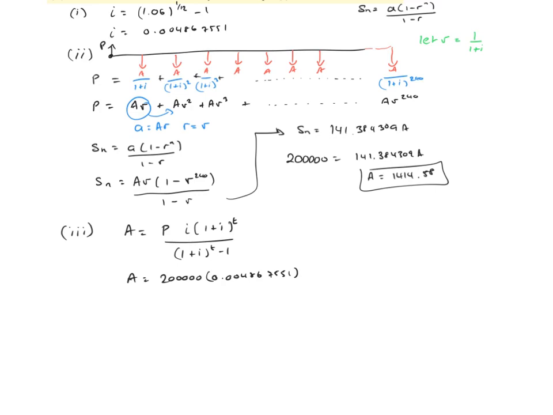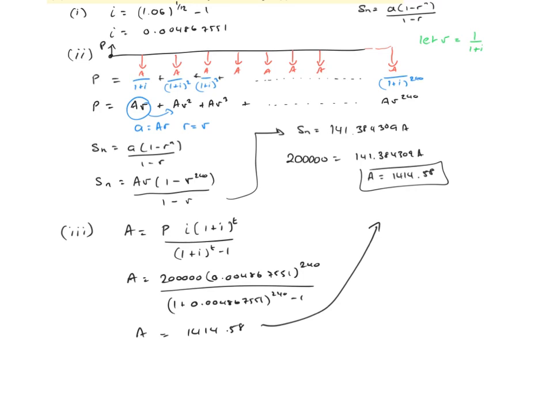Okay, and that there is to the power of the number of periods that we're doing, and remember it's 240 months, all over 1 plus, and the I again is 0.004867551, okay, to the power of 240 minus 1. Guys, stick that into your calculator and you will get 1414.58, which is the same as if we were using a geometric progression.